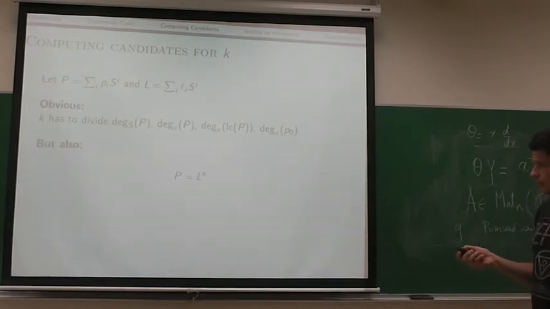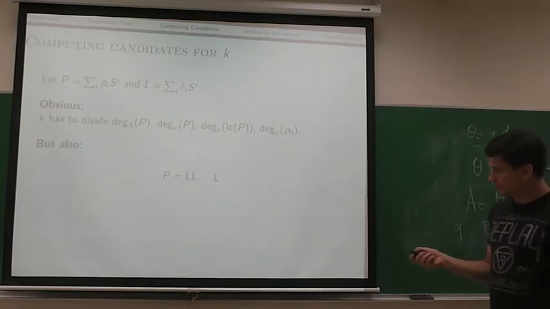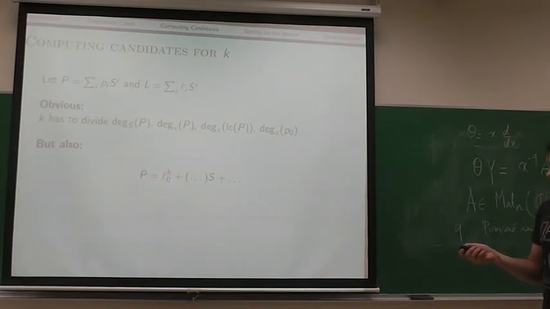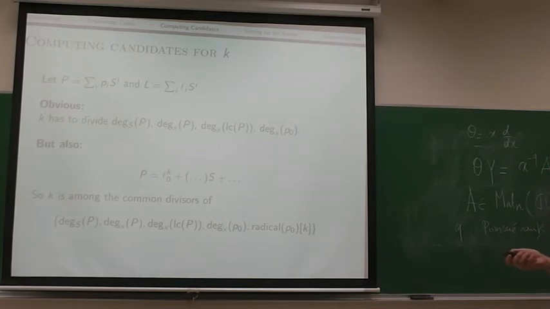But also, when you look at this equation here, and you write it out, so p is equal to L to the k, then p is equal to L times L times L, and so on. And we continue this, and then we look at the constant coefficient. There we see that p0 is equal to the constant coefficient of L to the k. And this is what we had in the commutative case. So k is among all the common divisors of what I have given above here. So the degree of p in s, in x, the leading coefficient and constant coefficient. But also when I apply this algorithm that I had before for solving the problem in the commutative case to the constant coefficient.